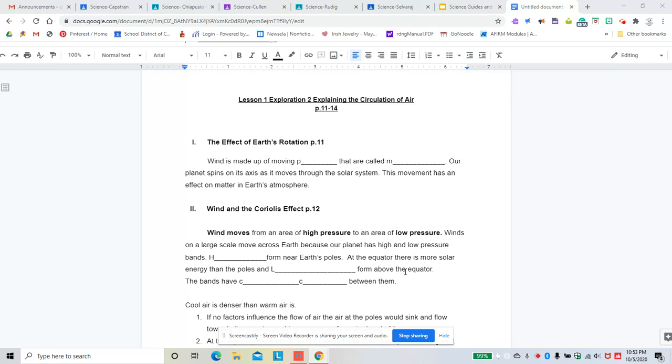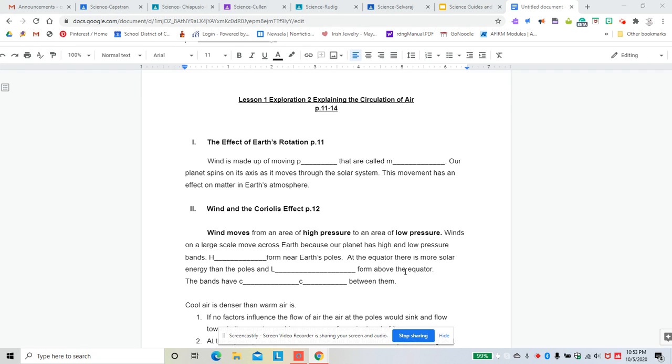How does wind feel as it blows across your face? Wind is made up of moving particles. Even though you cannot see these particles, they are matter. You also cannot feel or see the movement of the Earth. Our planet spins on its axis as it moves through the solar system. This movement has an effect on matter in the Earth's atmosphere.